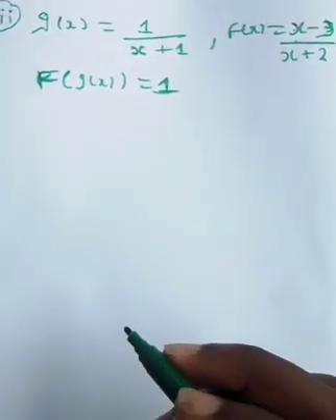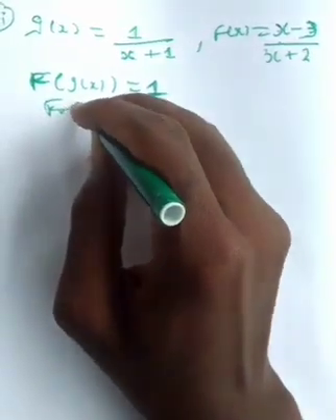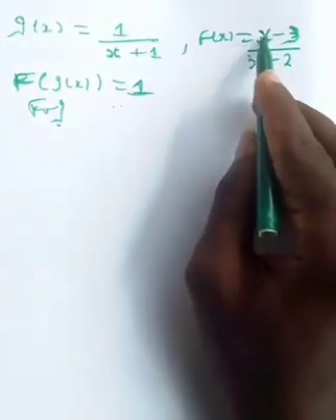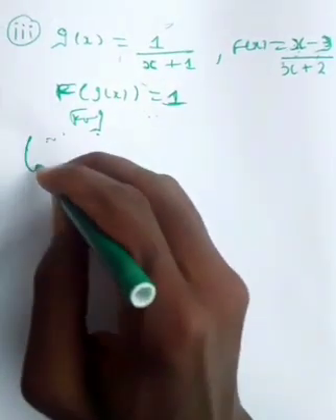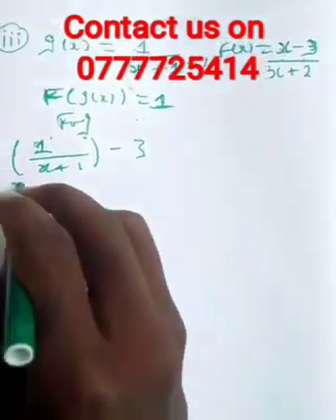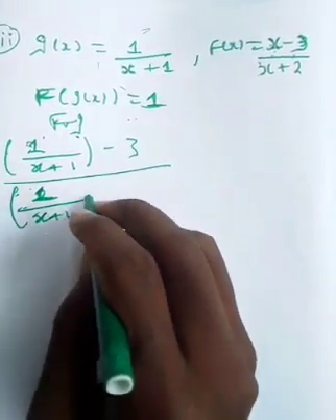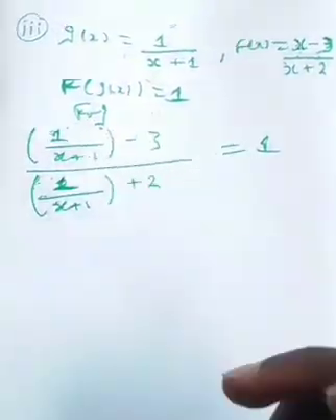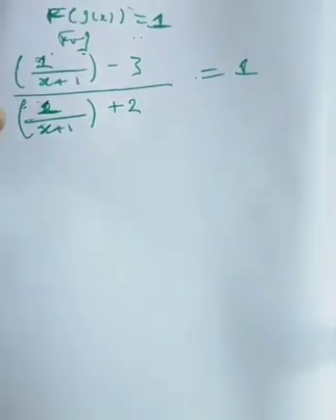So you need to get the function f of g. Then f of g is equated to 1. Meaning, get the function of f, and where there's x, put the whole function of g. So I'll get this: where there's x, I'm going to put 1 over x plus 1, minus 3, over 1 over x plus 1, plus 2, then equate to 1. So your job is to simplify the numerator and the denominator, and then you solve for x. As simple as this.